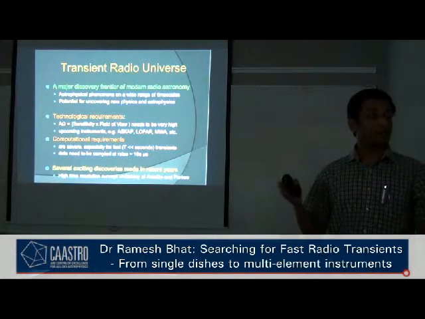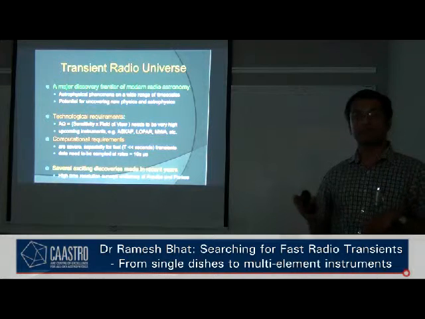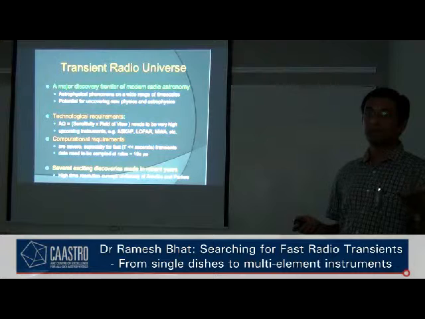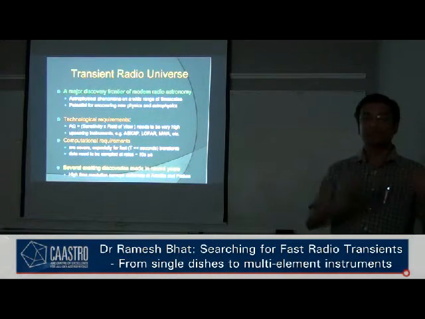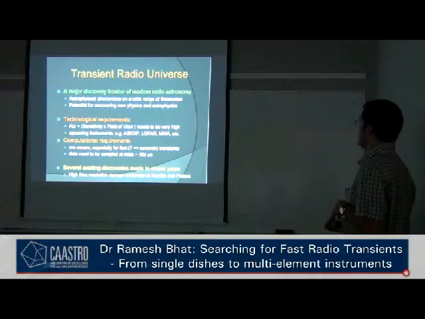You need to sample the data very fast. You need to have very high time and frequency resolution, so your data rates and volumes will be pretty high. Then of course, radio frequency interference is the biggest challenge over here. So the combination of all those things translates to a lot of computations.